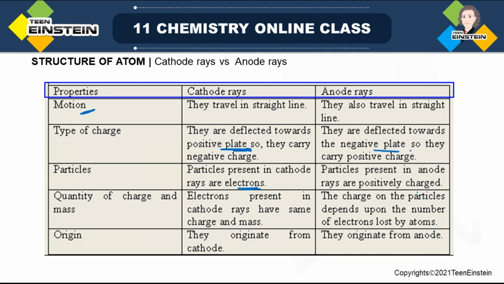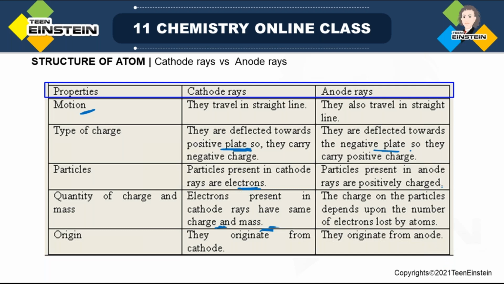But initially it was simply called positively charged particles. Quantity of charge and mass: electrons present in cathode rays have the same charge and mass. Whatever the source of electron, that is, whatever type of gas you have taken, it is independent. The electrons present in cathode rays, their charge and mass, are all the same for all the electrons. So individual electrons have the same charge and same mass, and the charge on the particles depends upon the number of electrons lost by the atoms.